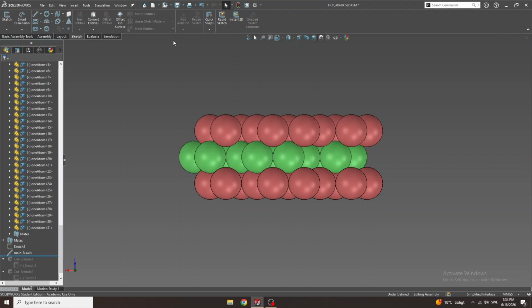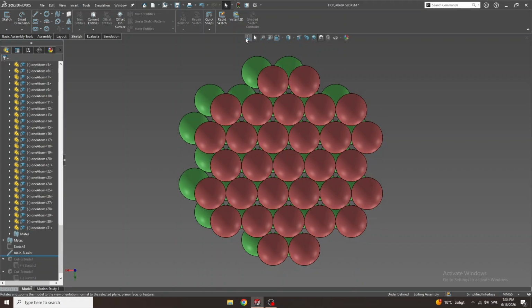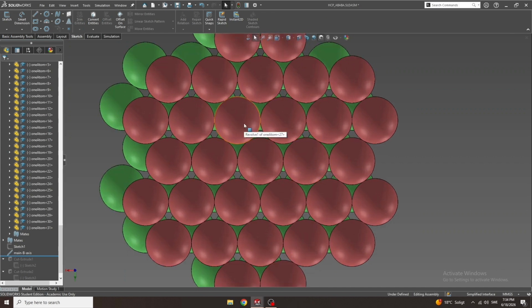Here you can see the stacking sequence of the HCP structure. The first layer in red and the third layer in red are A layers, and the green one is B layer.